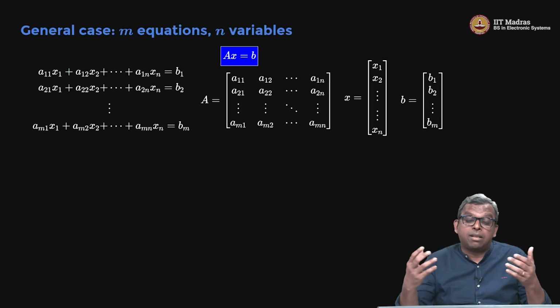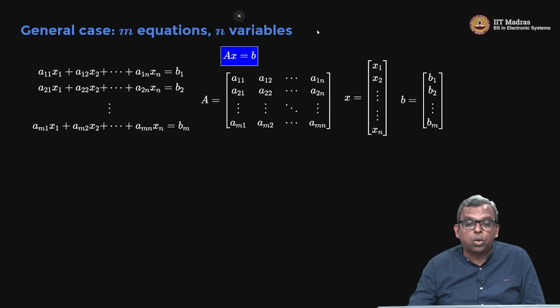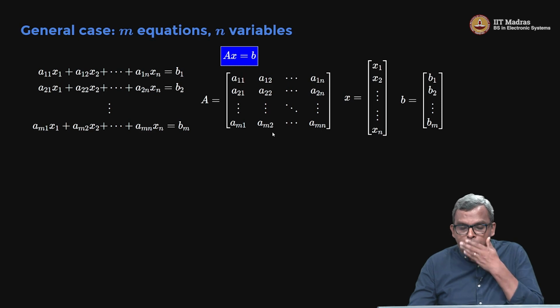So how does the general case look? The general case would look something like this. You have an equation Ax equals b. It's a very famous equation in linear algebra. So you have these equations. x1 to xn are my variables; I'll call it a vector x. b1 to bm are my right hand side values; I'll call it a vector b. And the matrix A has these coefficients a11, a12, a1n, and then there are m rows, and this is how it looks.